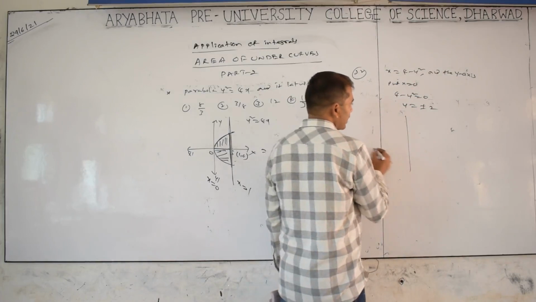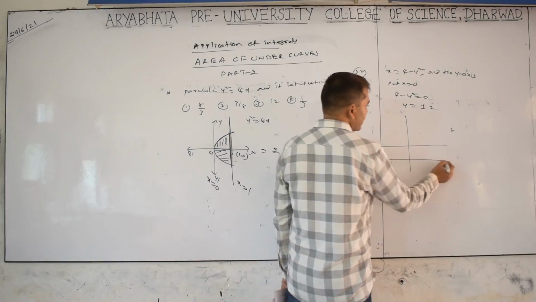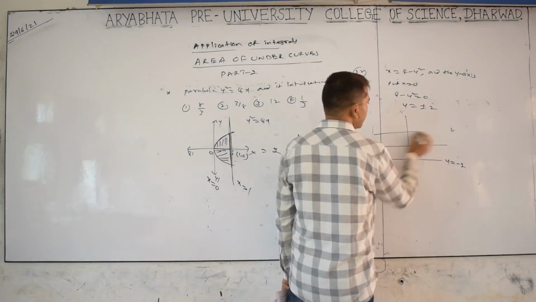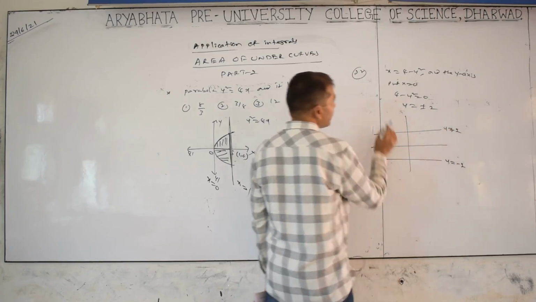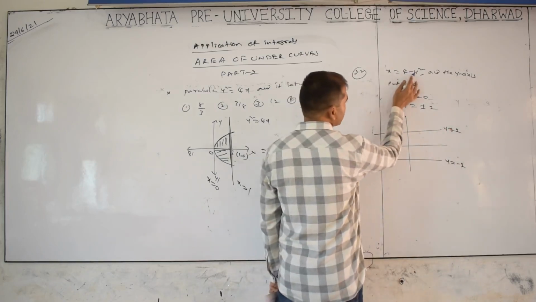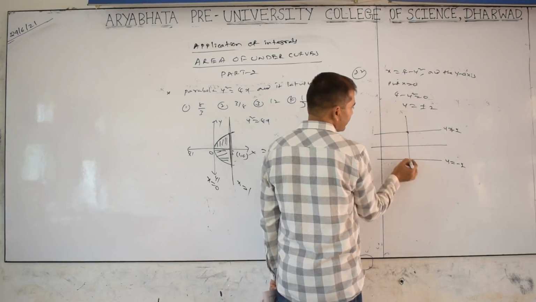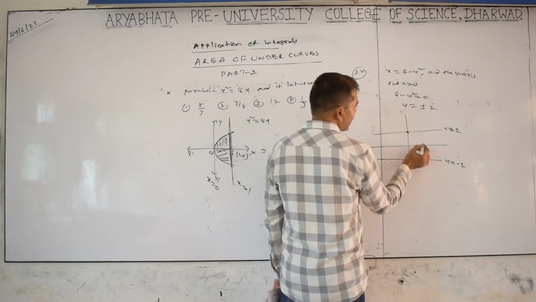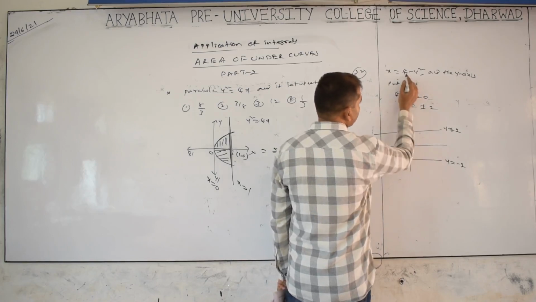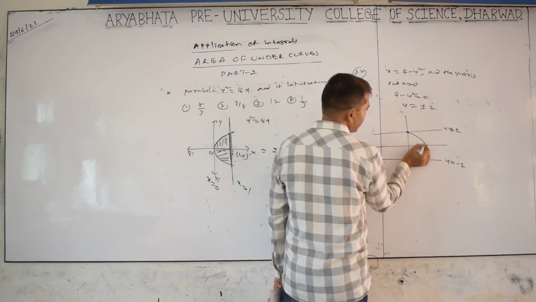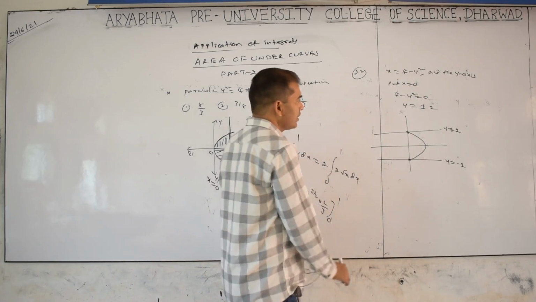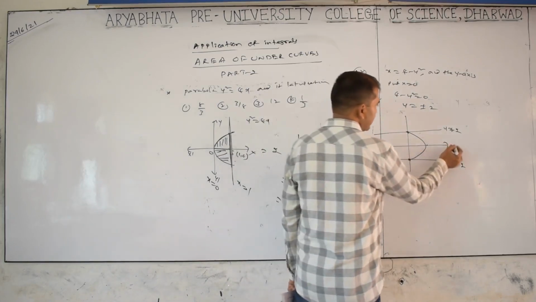So we should draw the diagram here. Y is equal to minus 2 here and y is equal to 2. In between, draw the diagram here. If you put y is equal to 0, x is 4. Understood? In between take any one number, 1: 4 minus 1 is 3 here. This side. Okay. So this area is the same here.